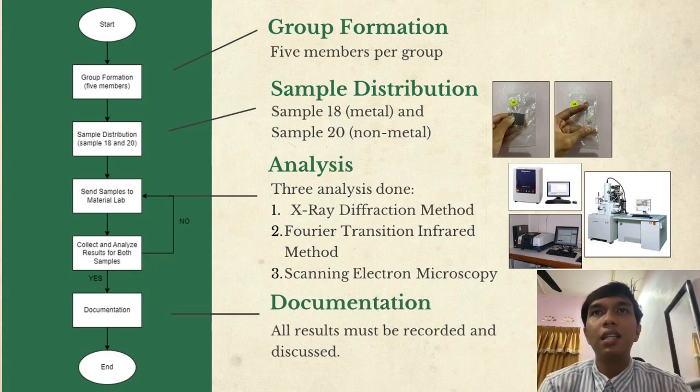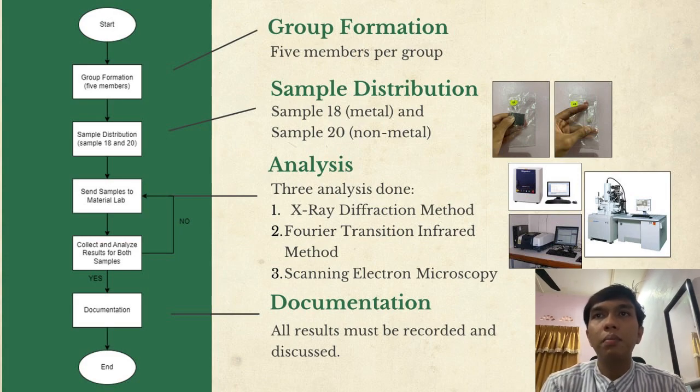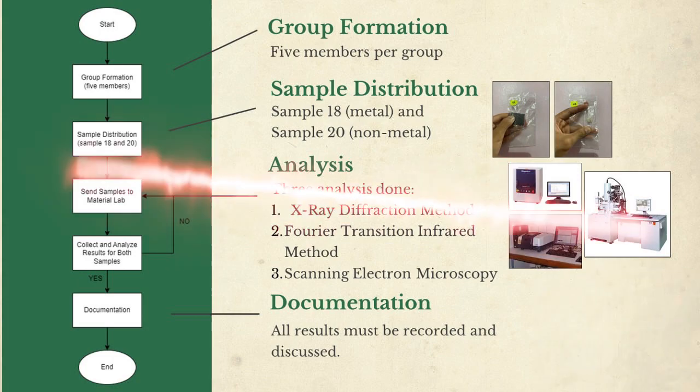Then we do the analysis in the material lab. 3 material characterization methods were carried out, namely the X-ray diffraction XRD method, second the Fourier transform infrared FTIR method, and the third one is scanning electron microscopy SEM. All data from the study has been recorded and analyzed in the discussion section. Lastly is the documentation part. All the results must be recorded and discussed in the report.